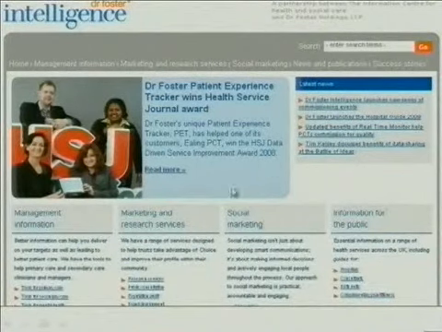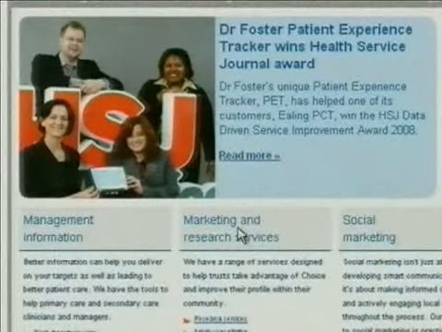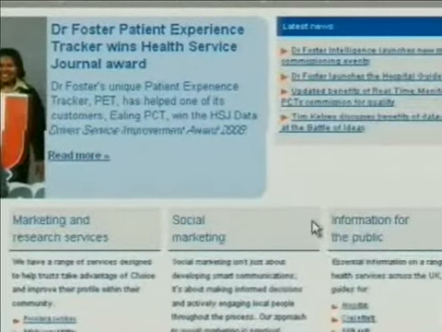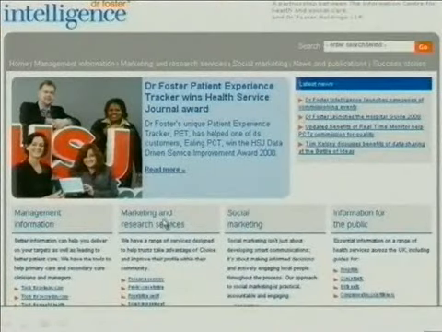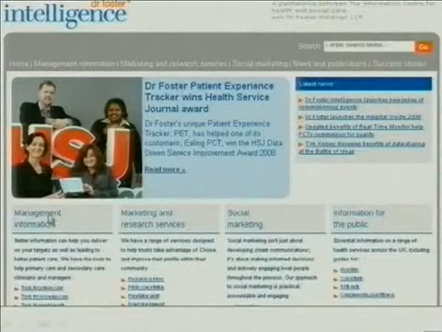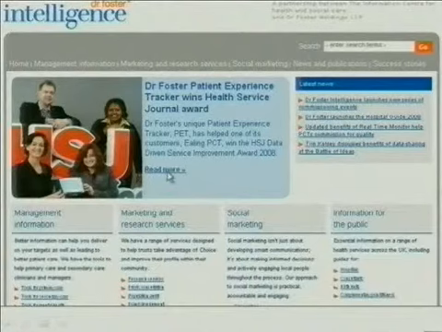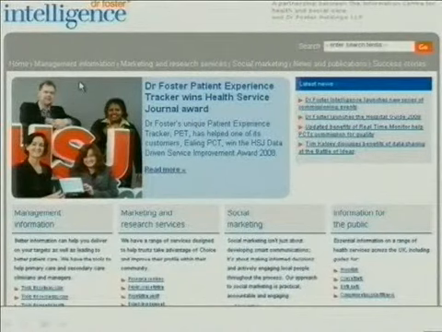Here they've got latest news. Okay, I quite like that. Here they've got management information, marketing and research services, social marketing, information for the public. So whatever you think about that, at least they've tried, one imagines, to give you groups of information to get you started. So as a whole, the homepage isn't bad, but without knowing what they actually do, we can't give much more of an opinion on it because we've got no idea what they do, who their audiences actually are.